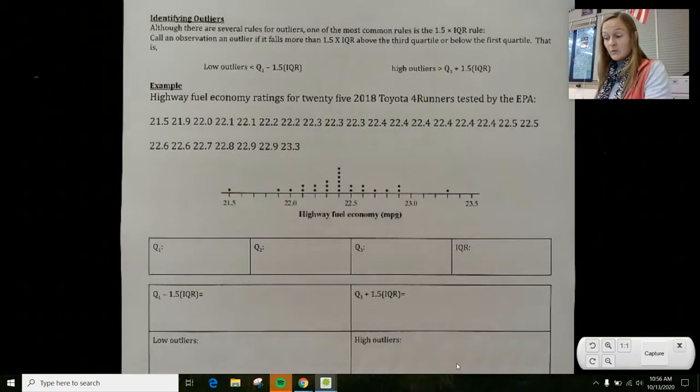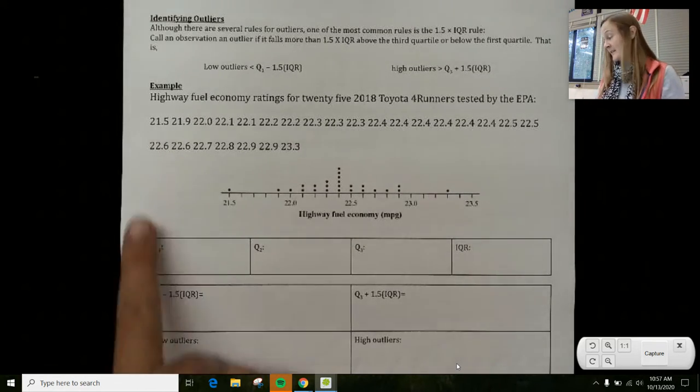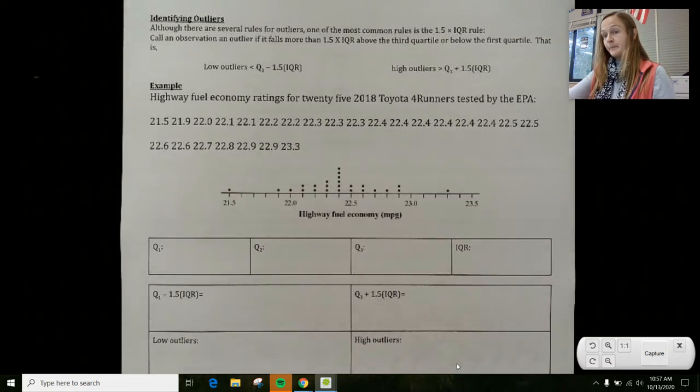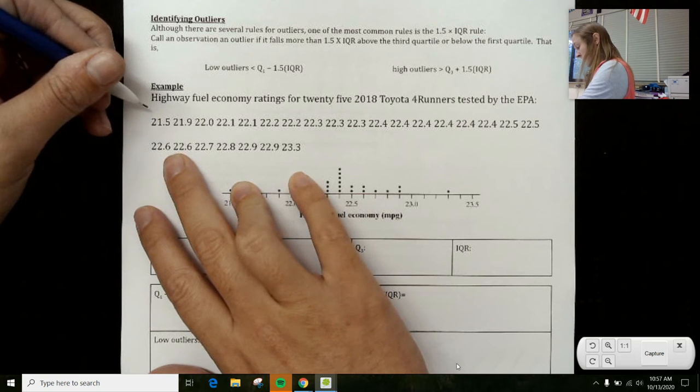So what I need to do to start is find the IQR. And in order to find the IQR, you need to find Q1 and Q3. And in order to find Q1 and Q3, you need to have first found Q2. So I'm going to find all of that with this data set here. All right, so it's already in order.